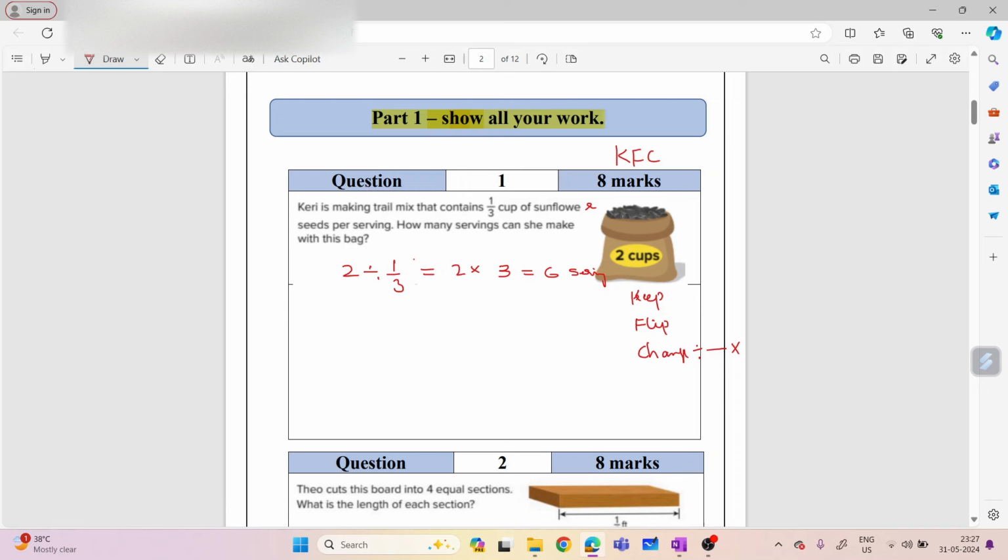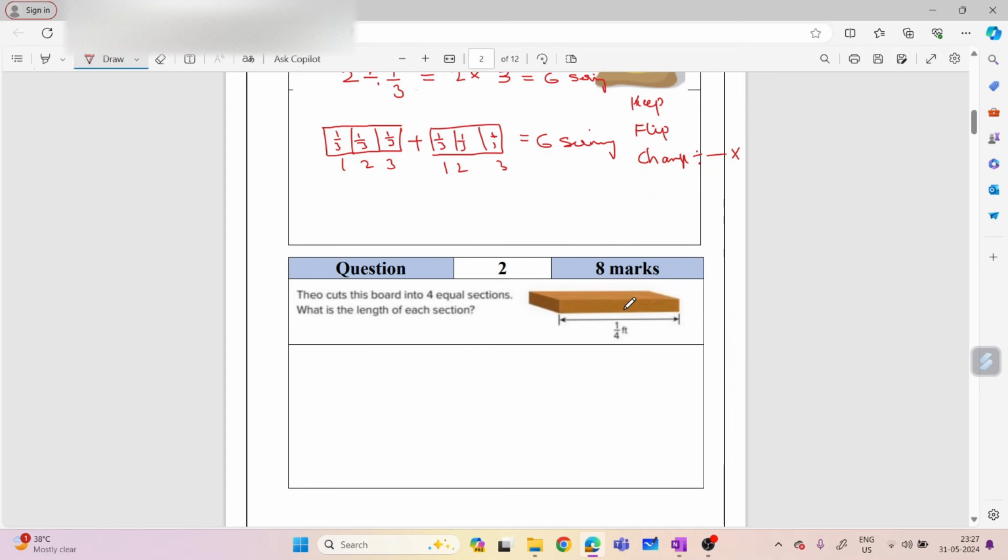This is one way. Another way is, suppose this is the cup, I am drawing a fraction model. It is divided into 3 parts. So this is 1/3, this is 1/3, this is 1/3, this is 1/3. So how many are there? 1, 2, 3. And this one is also 1, 2, 3. 3 plus 3 is 6 servings. Any way you can do it. So let us go for the next problem.